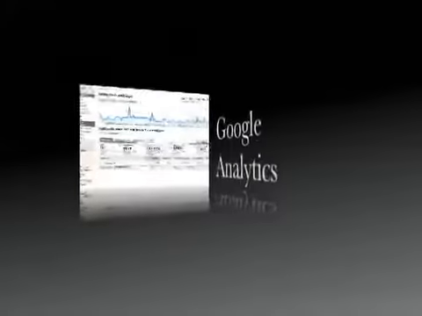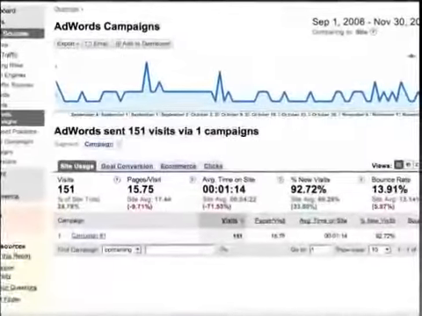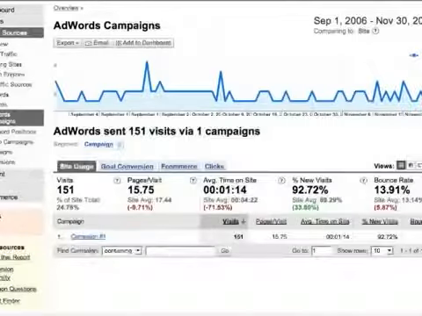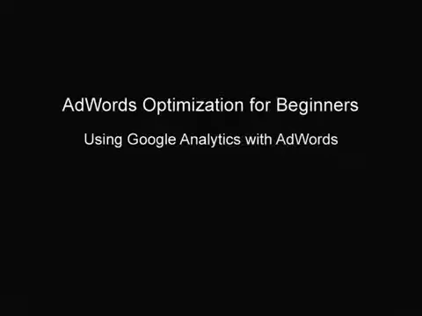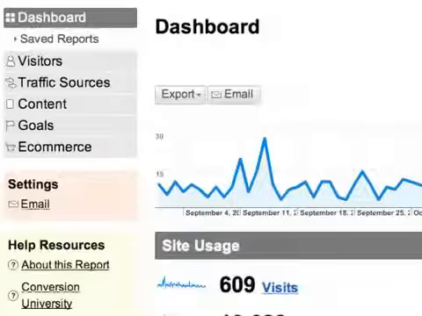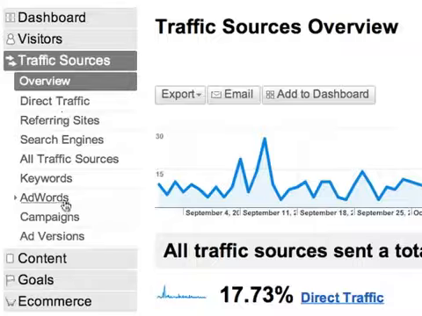If you buy keywords on Google AdWords, you can use Google Analytics to see how well your paid keywords perform in terms of conversion rates, revenue, and ROI. Here's how. Let's start with the AdWords Campaigns report.